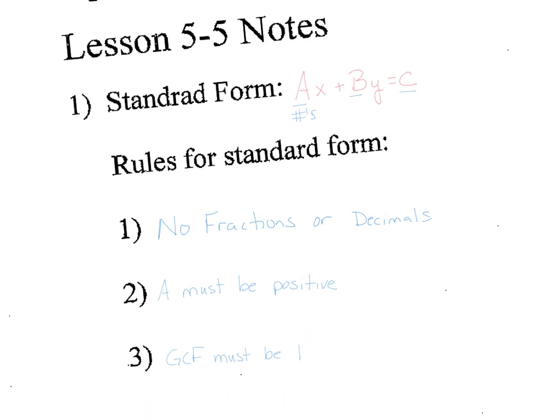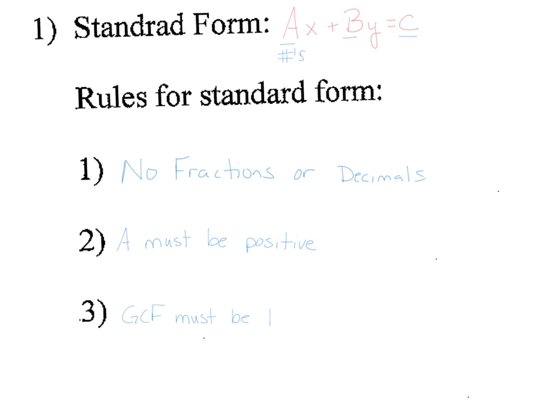Now there are three very important rules that go along with standard form. The first rule is you can have no fractions or decimals anywhere in your final answer. So a, b, and c, since they are numbers, are going to have to be whole numbers. And there will be times we have fractions, and I'm going to show you how to get rid of those. The second rule is a must be positive. In other words, this number out in front of the x has to be a positive number. And the last one is GCF, greatest common factor, which must be 1.